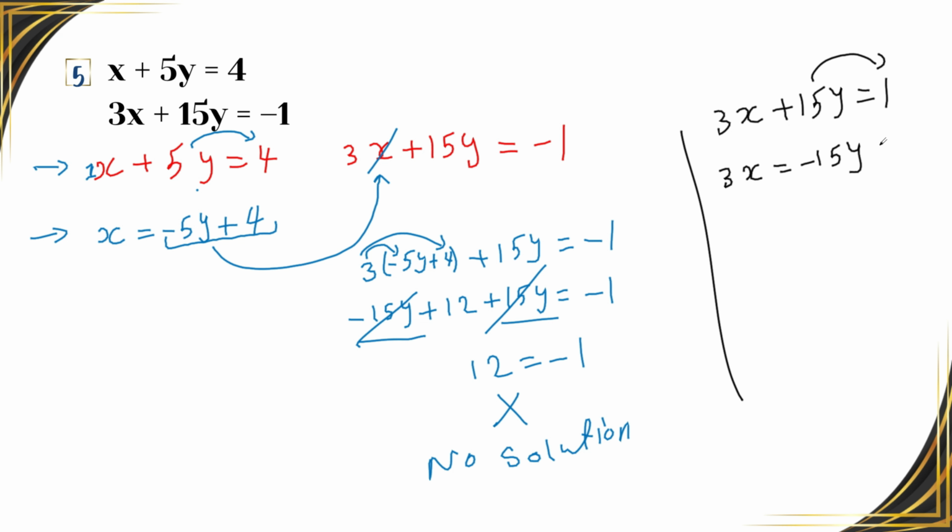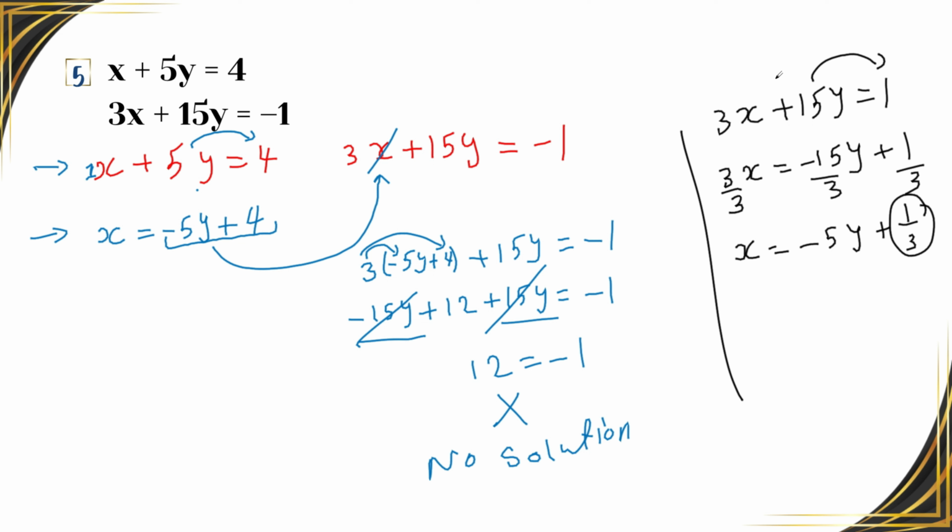We didn't finish. We need to cancel 3 by division. Then we divide both sides by 3, each term here. Then x equals negative 15 divided by 3, which is negative 5y, plus 1/3. Look here, you have a fraction. This fraction will make your substitution more difficult. So try to avoid getting any decimal numbers or fractions when you isolate an equation.